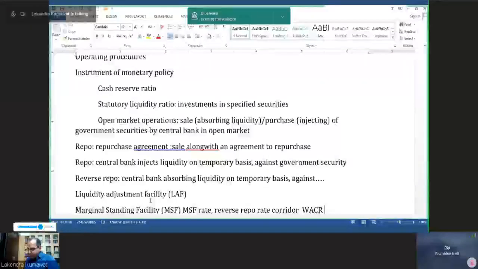Apart from that, there is a question about cash reserve ratio and statutory liquidity ratio. Cash reserve ratio is the proportion of their deposit liabilities which banks need to keep with the Reserve Bank of India. Statutory liquidity ratio needs to be kept in terms of a specified list of securities like government securities, etc. Both of them have one thing in common: both of them reduce the bank's ability to create credit.